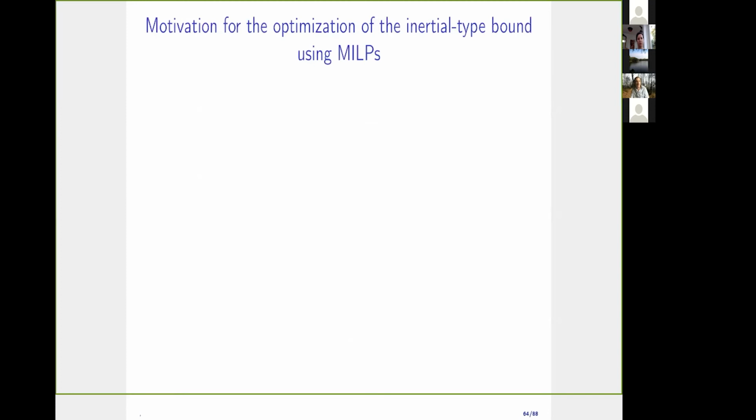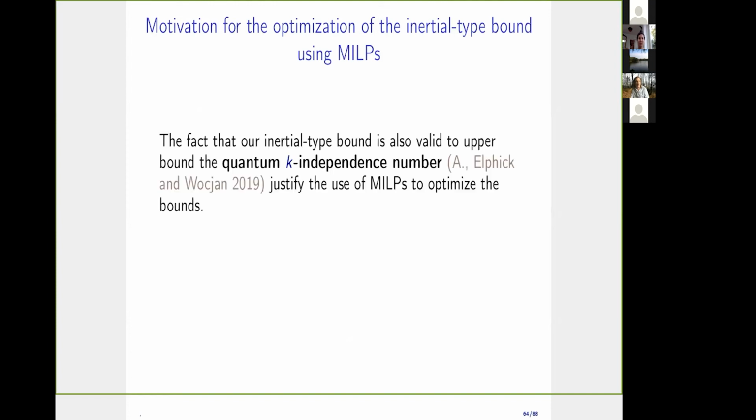But now you might wonder, why do we care about optimizing this inertial type of bound? Is there something extra besides just the fun of doing it and finding the best polynomials? Yes, there is some extra motivation, and this motivation comes from the fact that this inertial type of bound is also valid to upper bound the quantum k-independence number of a graph. This is something we proved recently with two people from UK and US. And this would justify why we are using mixed integer linear program techniques in order to find the best polynomials for our inertial type of bound. Okay?